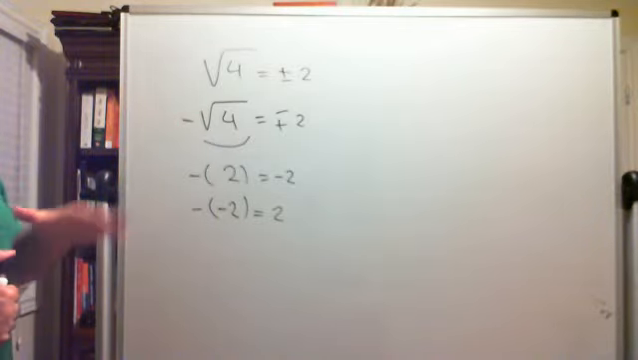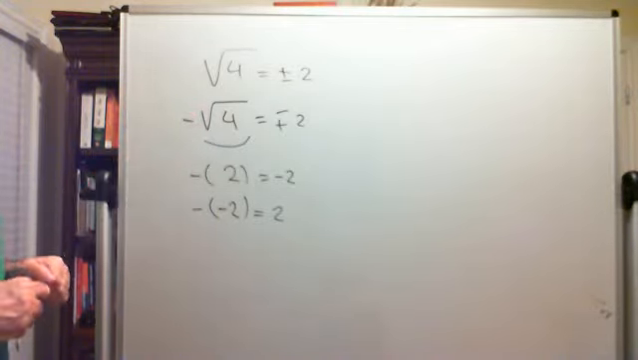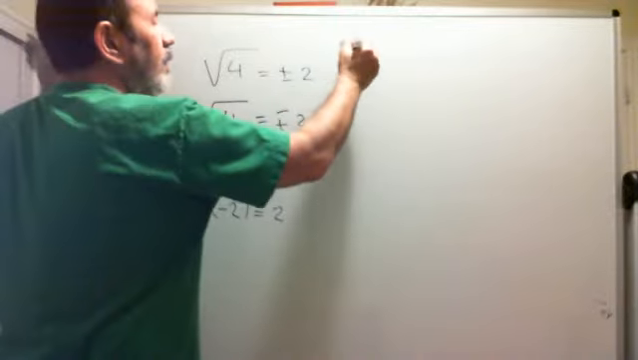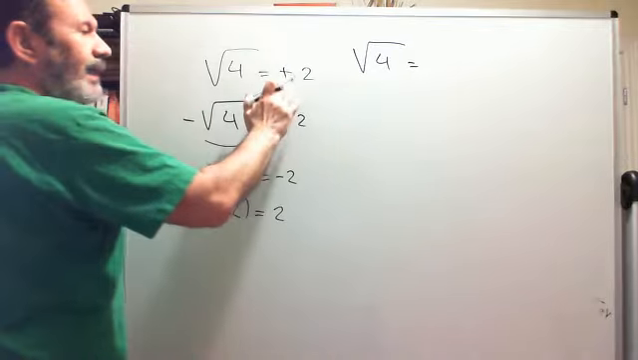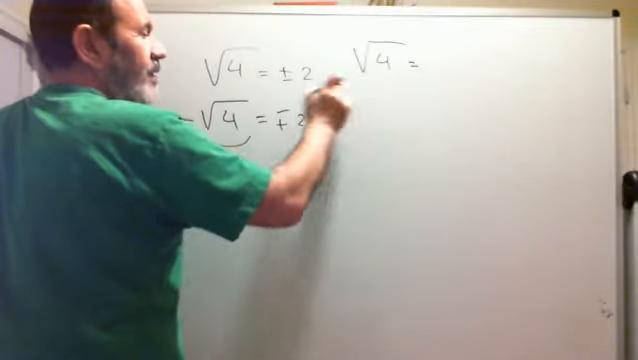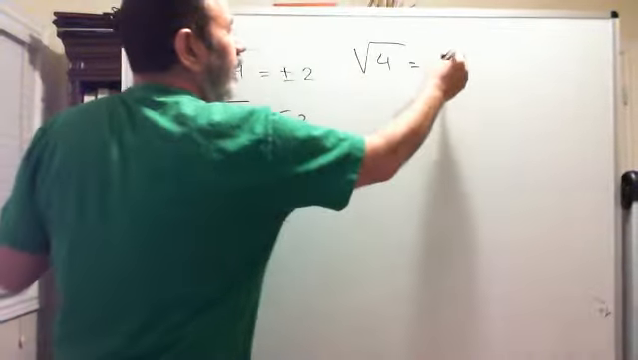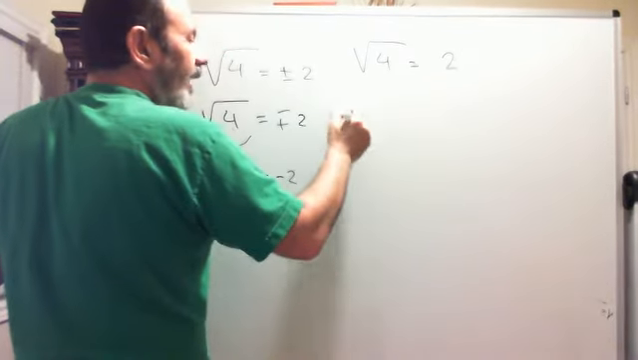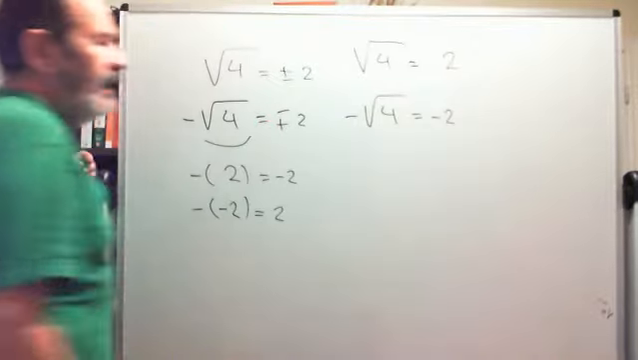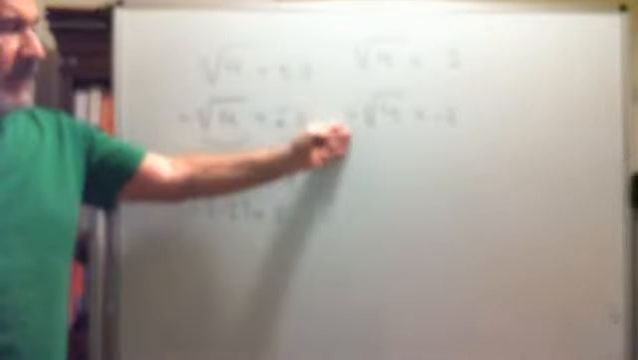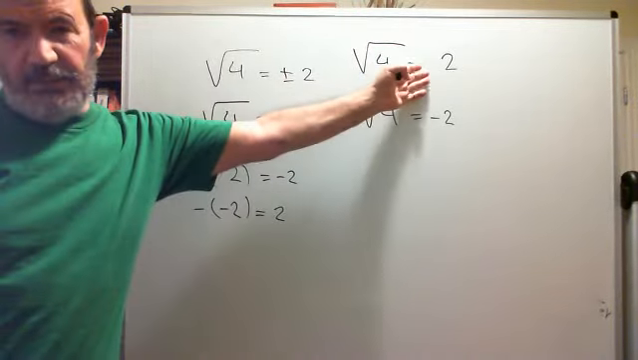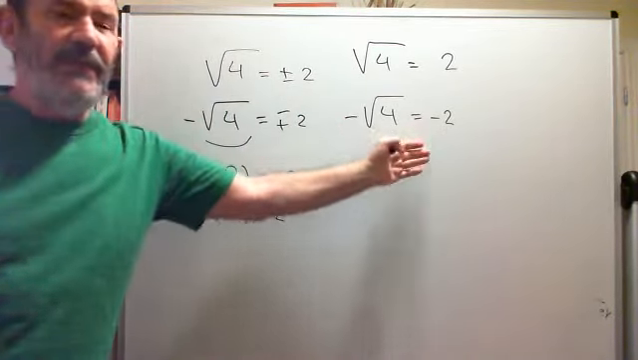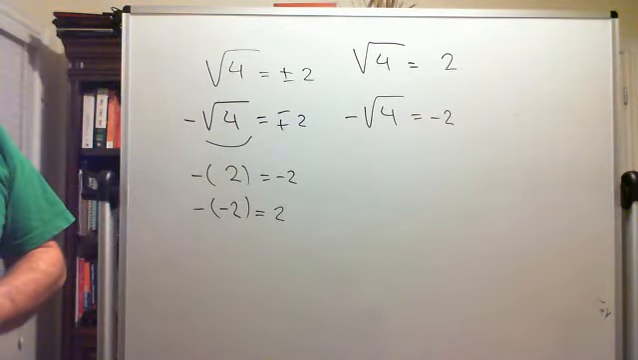To avoid this confusion, when we are calculating the square root of 4, we don't write the negative answer. We say the square root of 4 is 2. And the negative square root of 4 is going to be negative 2. Okay? For the square root, we just pay attention to the sign of the radical. If it's positive, we just put the positive answer. If it's negative, we just put the negative answer. Okay?